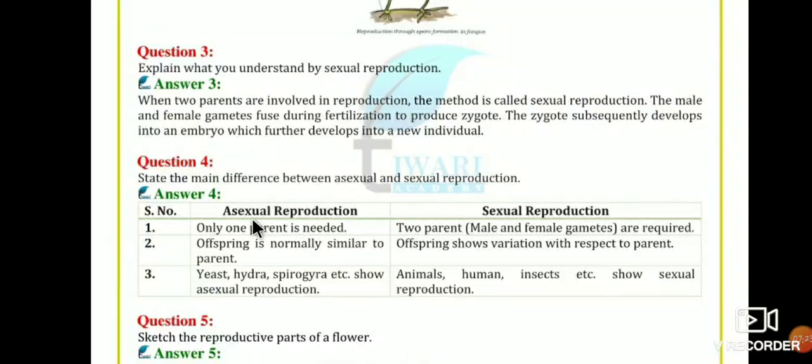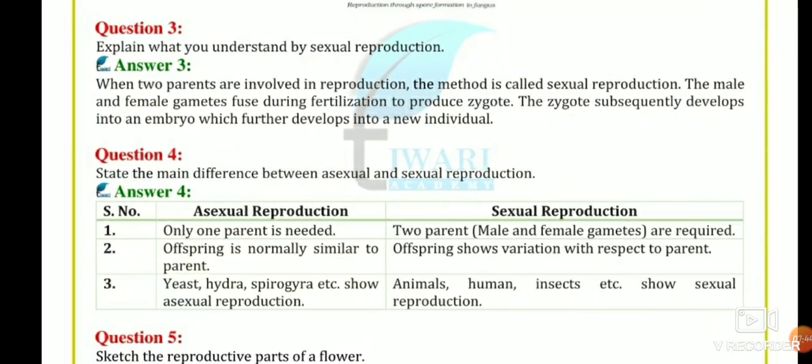That is first asexual reproduction, and here the other is sexual reproduction. In asexual reproduction only one parent cell is needed. Only one parent means either a male gamete or a female gamete. But in sexual reproduction, two parents, both male and female gametes, are required.